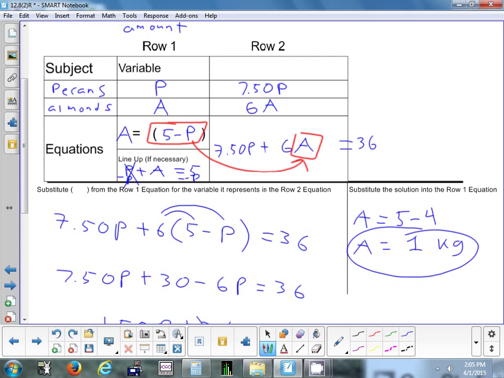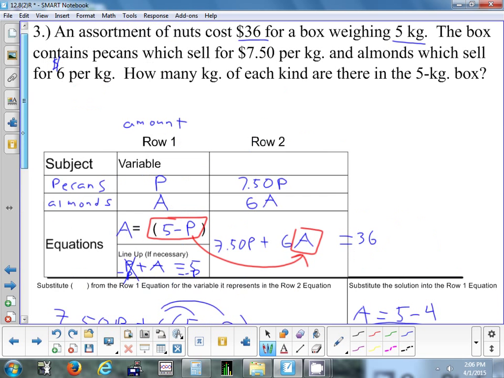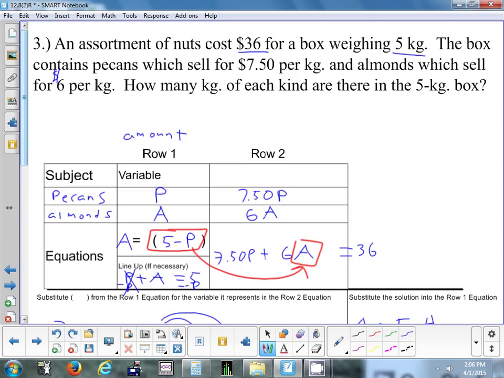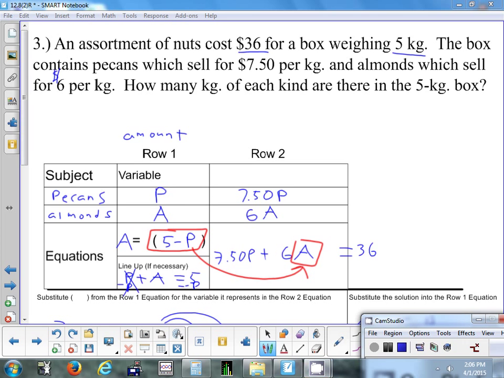So if you're going to mix 1 kilogram of almonds with 4 kilograms of pecans at this price, your box is going to cost you $36, and it's going to weigh 5 kilograms. Any questions on that problem? Does everyone see how that's a mixture problem? You're mixing 2 things together. So all these problems are about mixtures.